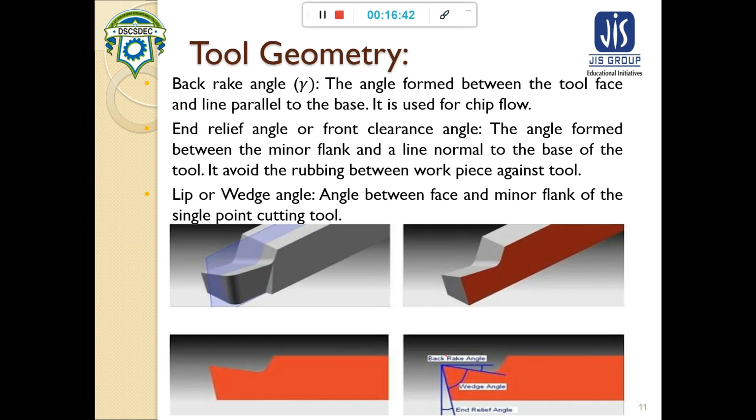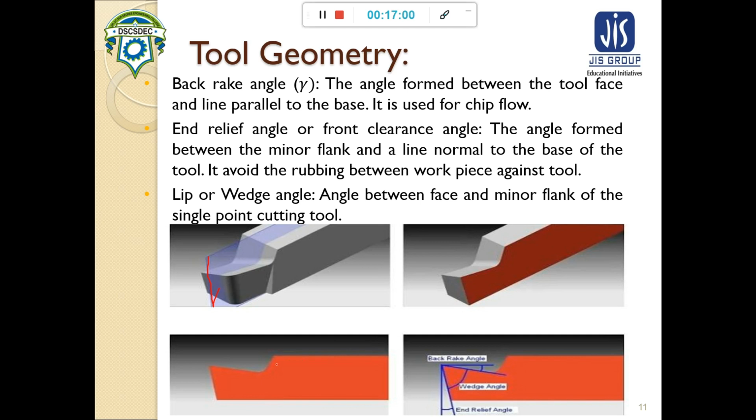Now in case of rake angle, if we see from the side, meaning we insert an observation plane here, then we can see the shape like this.